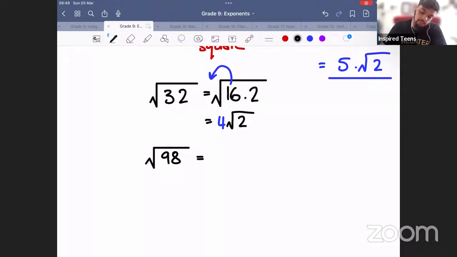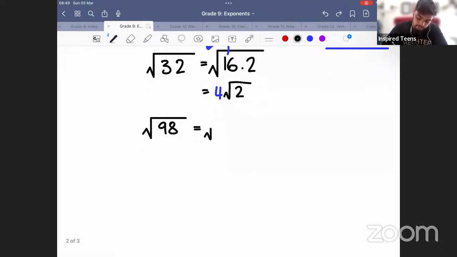How did I do that? By square rooting 16. How did I get from 16 to 4? I'm taking it out of the surd or the square root, so I need to square root it. Okay, 49 definitely does work. So 49 times 2.